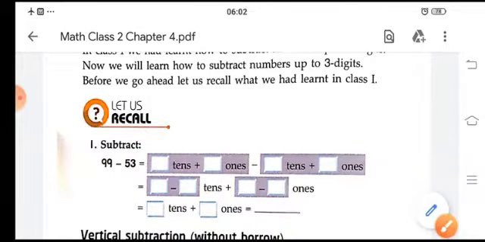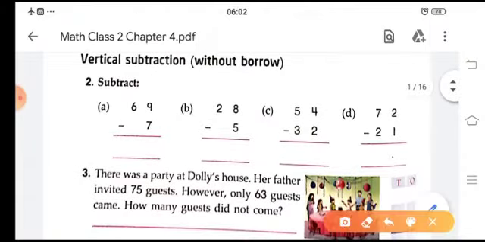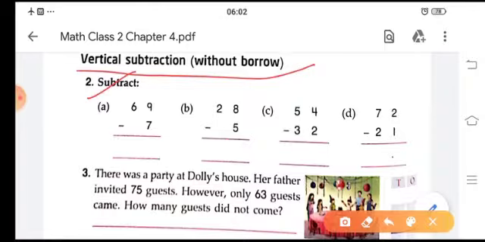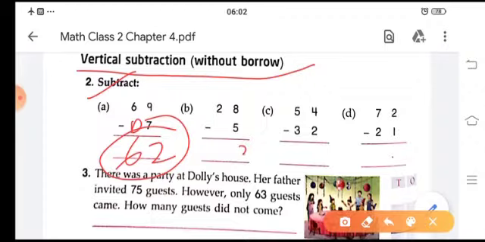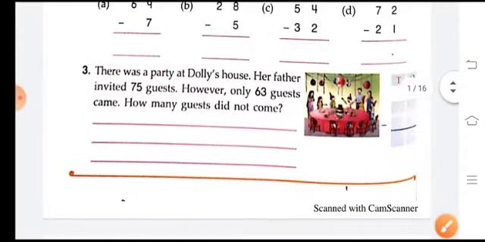Okay, children? Then we'll move on to vertical subtraction. This is done without borrowing. So first 9 minus 7, 2. 6 minus nothing. Because if no number is written here, that means we assume 0, and 0 means nothing, children. So 6 minus 0, 6. Again 8 minus 5, 3. 2 minus 0, 2. So do all the other two sums also in the same way. Then we'll move on to the problem sum, children.